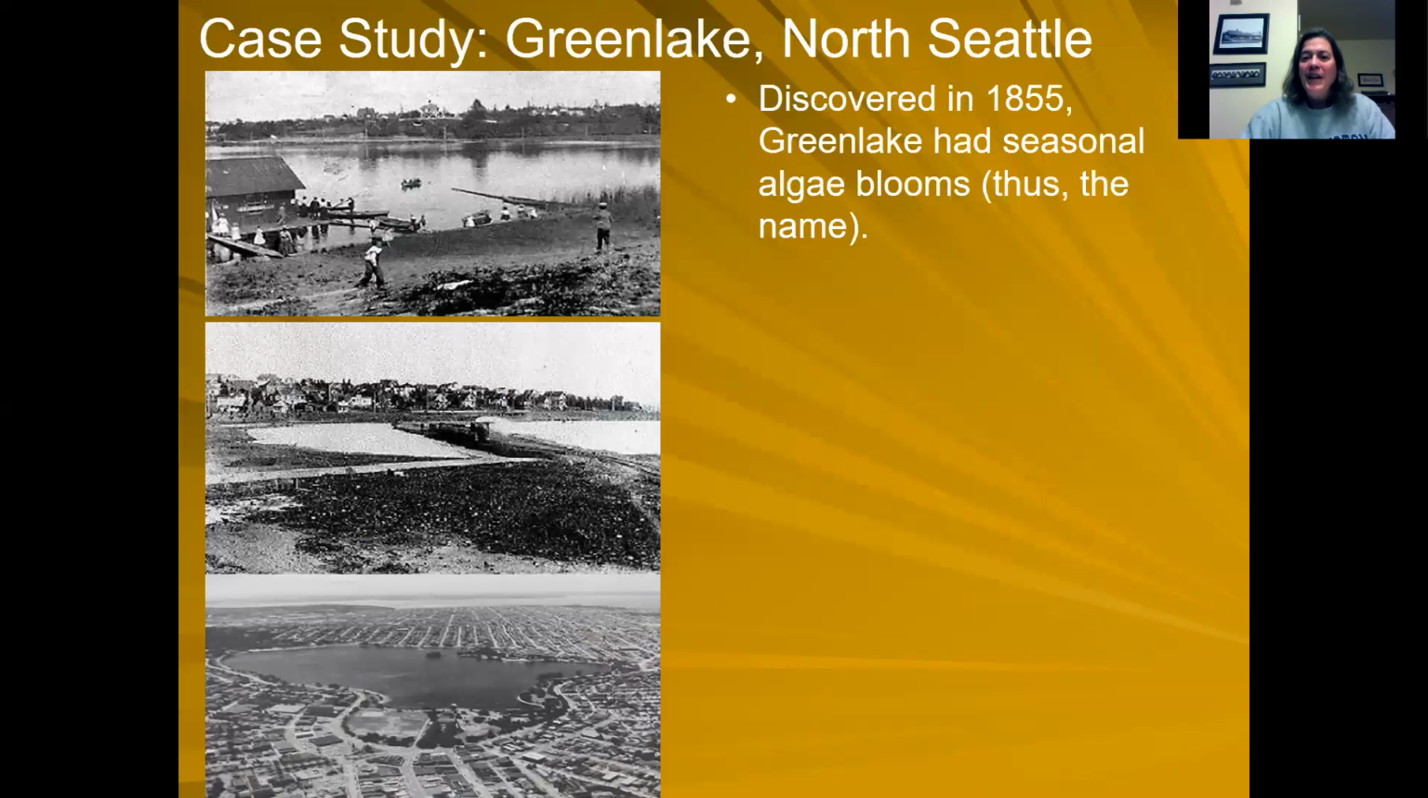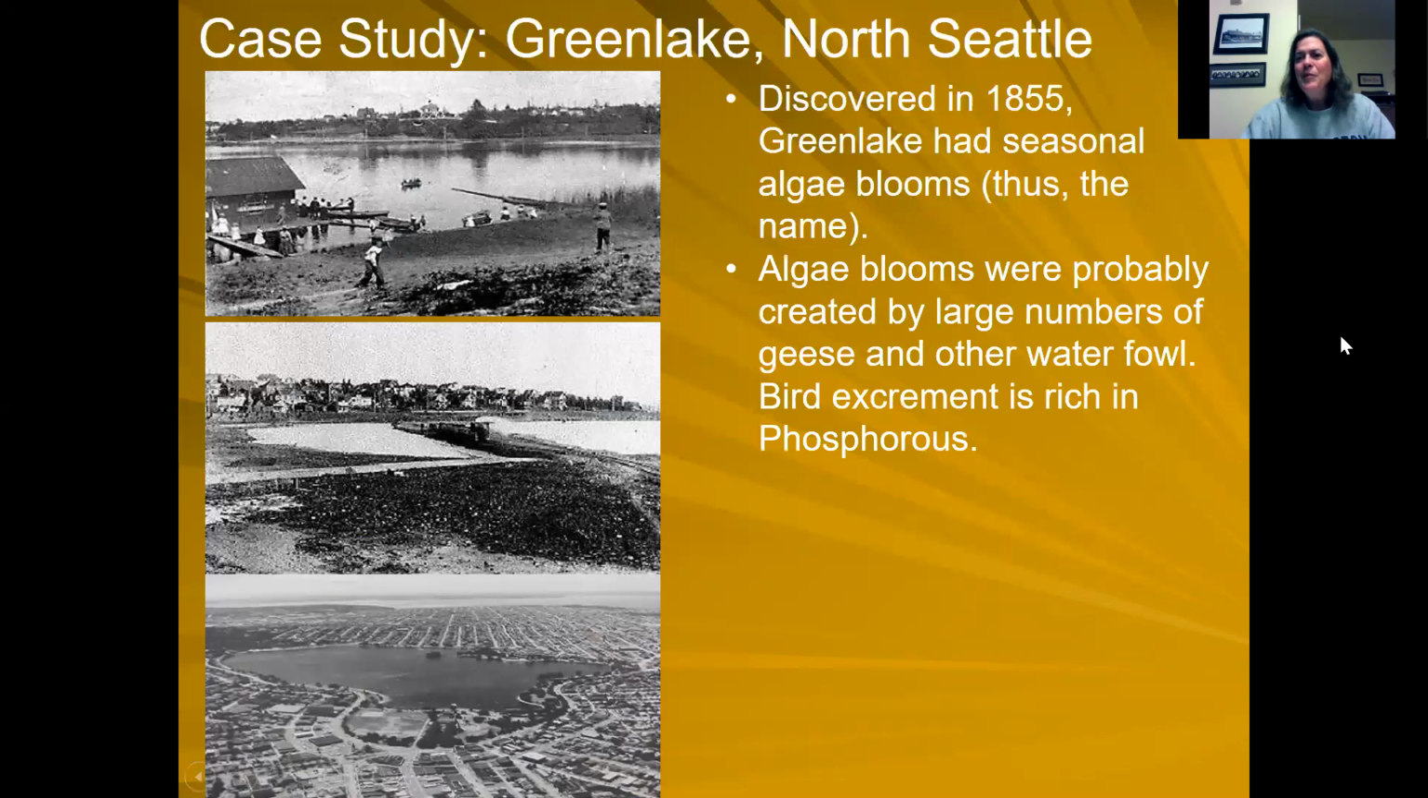So what actually caused those algae blooms was, and you guys have probably seen this with Lake Washington too, we have a large number of geese in the area, and bird poop is full of nutrients, especially phosphorus. So they think then, and every year Green Lake gets bombarded with just tons of geese. And so the excess nutrients flow into that water.